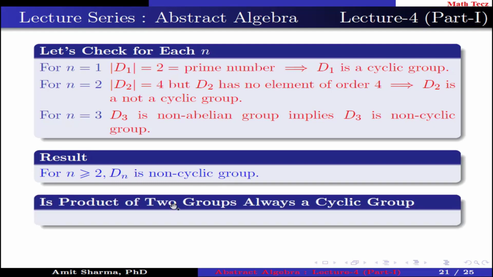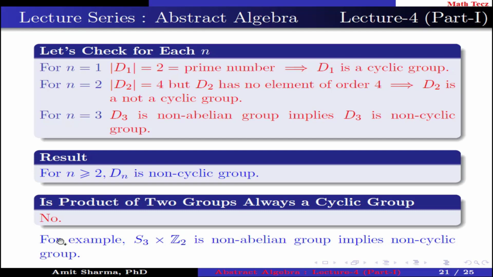Is the product of two groups always a cyclic group? Answer is no. For example, S3 cross Z2 is a non-abelian group because S3 is a non-abelian group, implies it is a non-cyclic group.